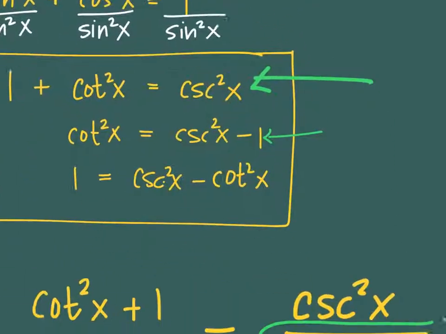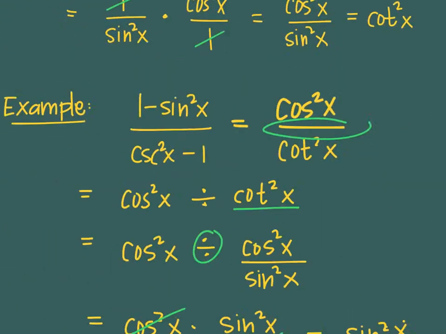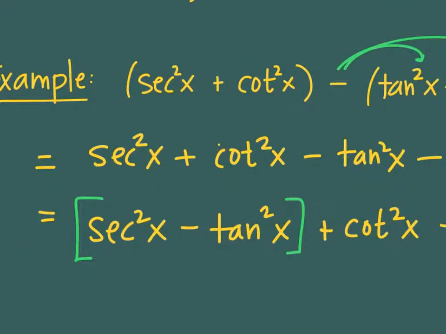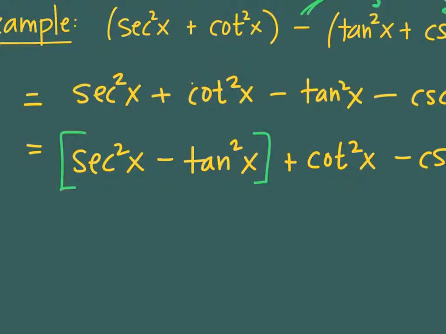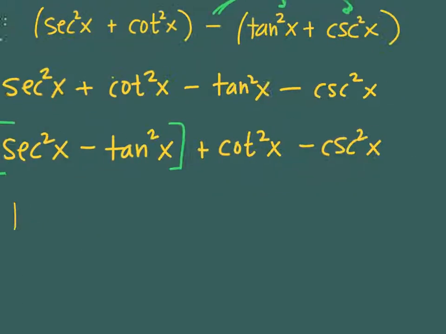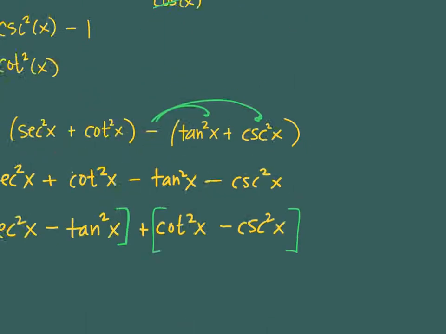And then the other one is right here. Cosecant squared x minus cotangent squared x. All right, so let's take a look. Secant squared x minus tangent squared x. That is replaceable with the number 1. All right, what about the next set? Cotangent squared x minus cosecant squared x. Let's just double check that.